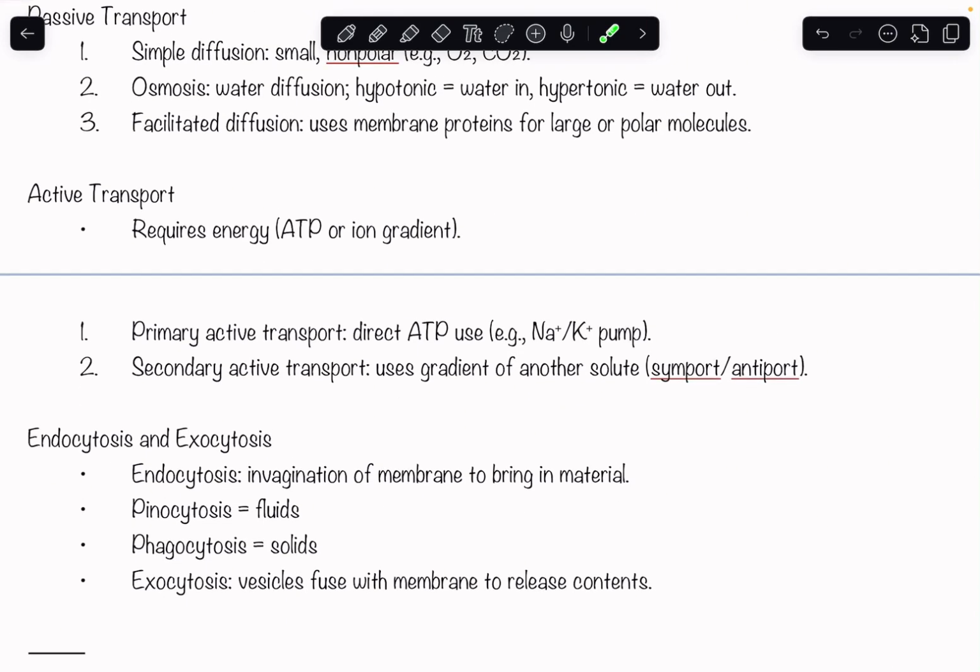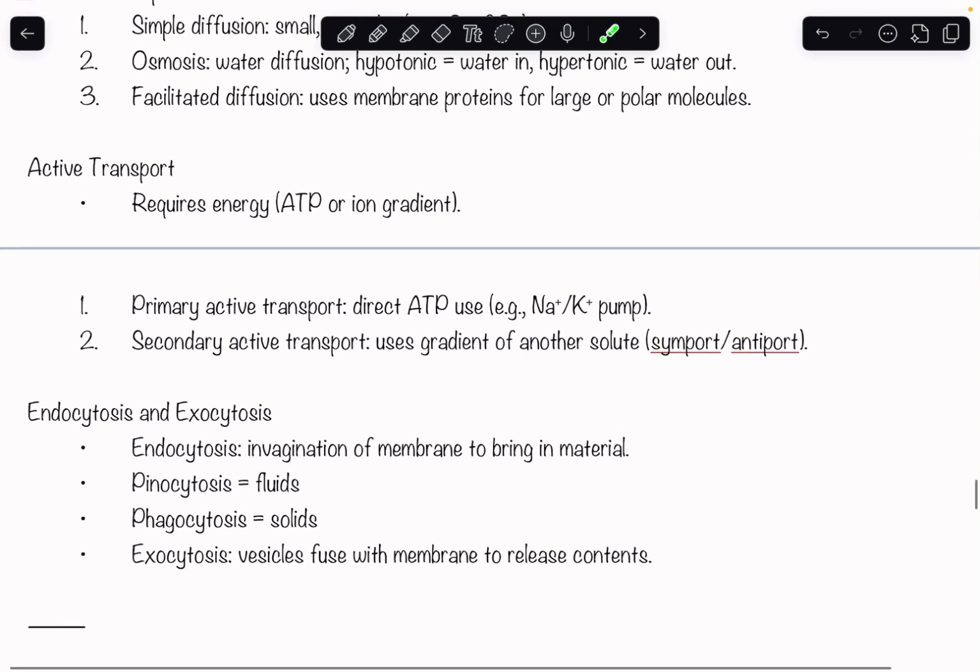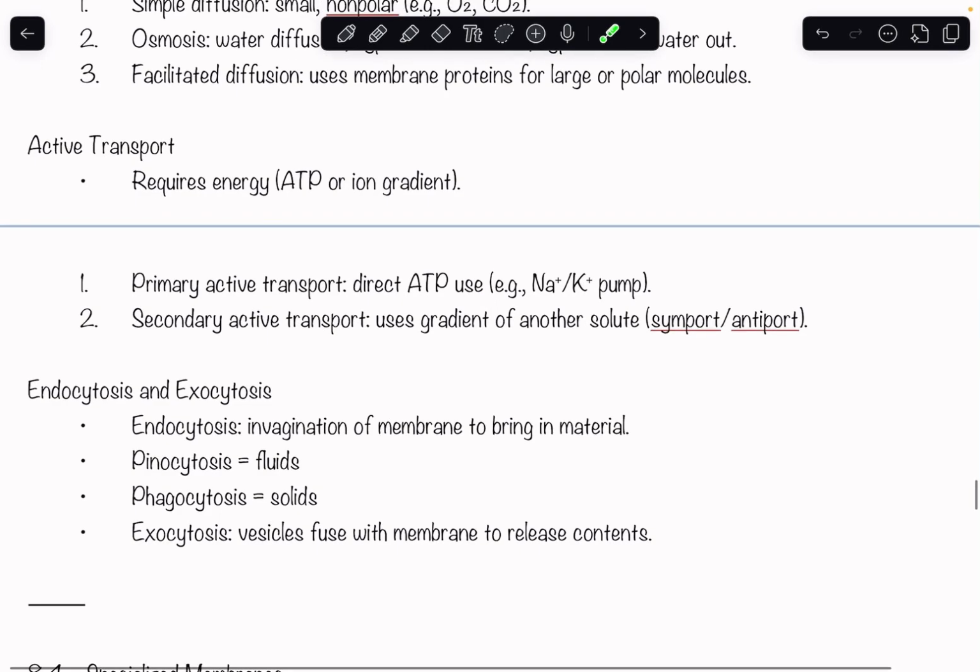So some examples of active transport: we have primary active transport, which is direct ATP use, aka your Na plus and K plus pump. Then we have secondary active transport, which uses a gradient of another solute. So this is your symport and antiport.